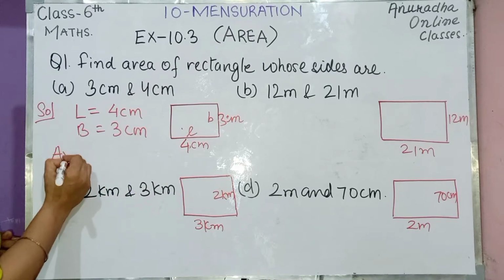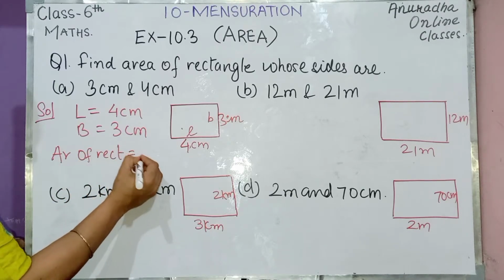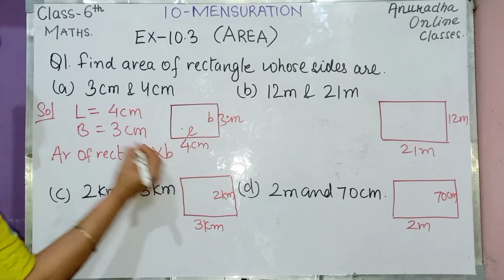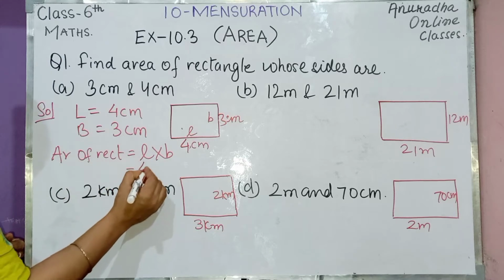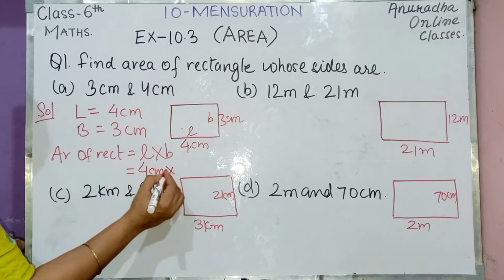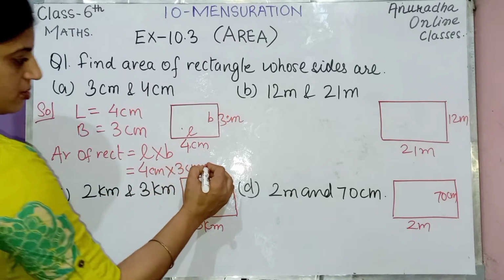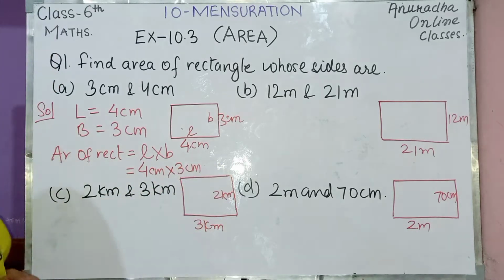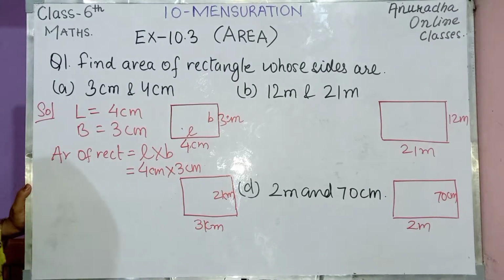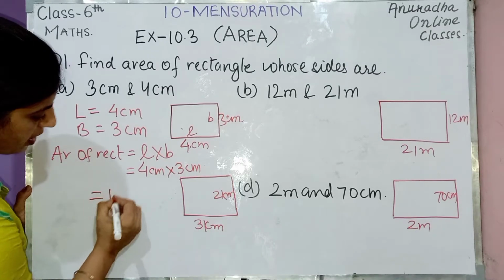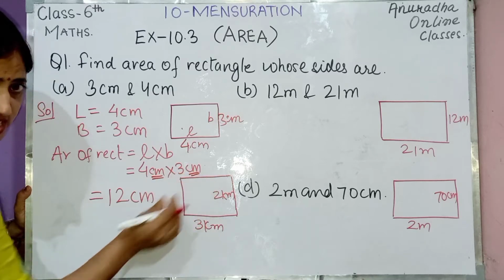Now what is the area? So you have to write the formula. Area of rectangle is equal to length into breadth. Right. Now what is the length? See, this is 4 centimeter into what is the breadth? That is 3 centimeter. That will be equal to 12 centimeter.